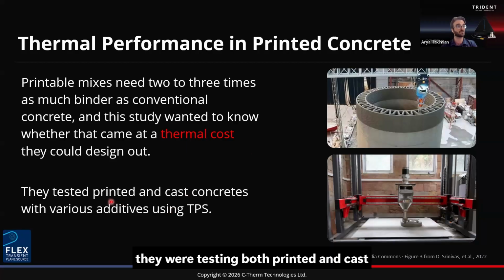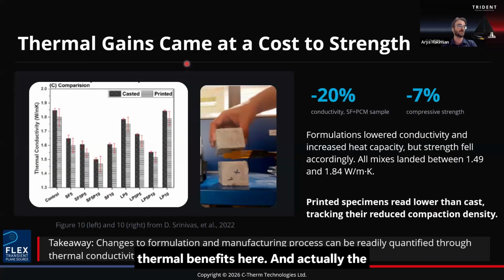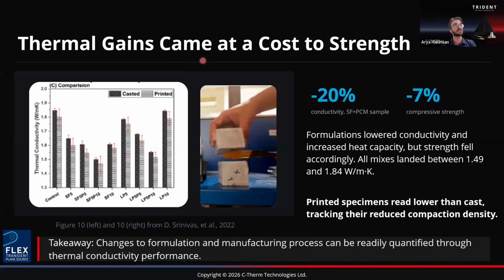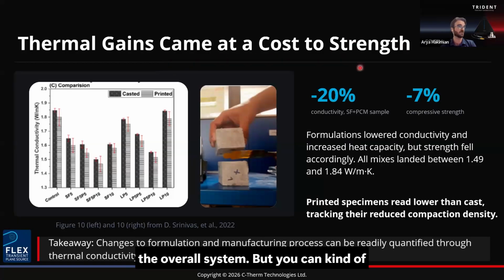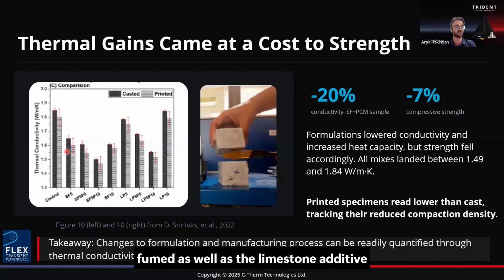So they were testing both printed and cast concretes with various additives using TPS. Essentially what they found was that the thermal benefits, and actually the benefit for them was the decrease in conductivity, which was noted as a positive for their specific application, did come at the cost of some strength to the overall system. You can see here a capture from the 2022 paper: their control versus both the silica fume as well as the limestone additive, with varying amounts of phase change material introduced, had a notable impact on the overall thermal performance.